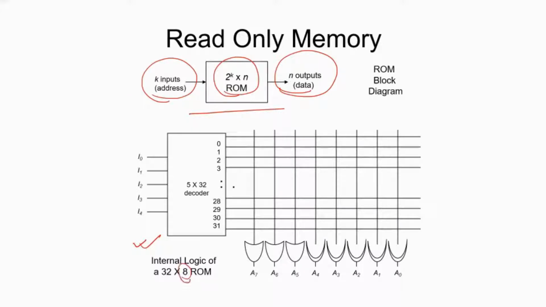This 8 means how many data bits, and this 32 means how many words or addresses there are. So it's a 32 into 8 ROM. There are 32 addresses, and each address will contain 8-bit data. Okay, so this is how it works. See how the structure is. For this one right here, let me give you an idea.